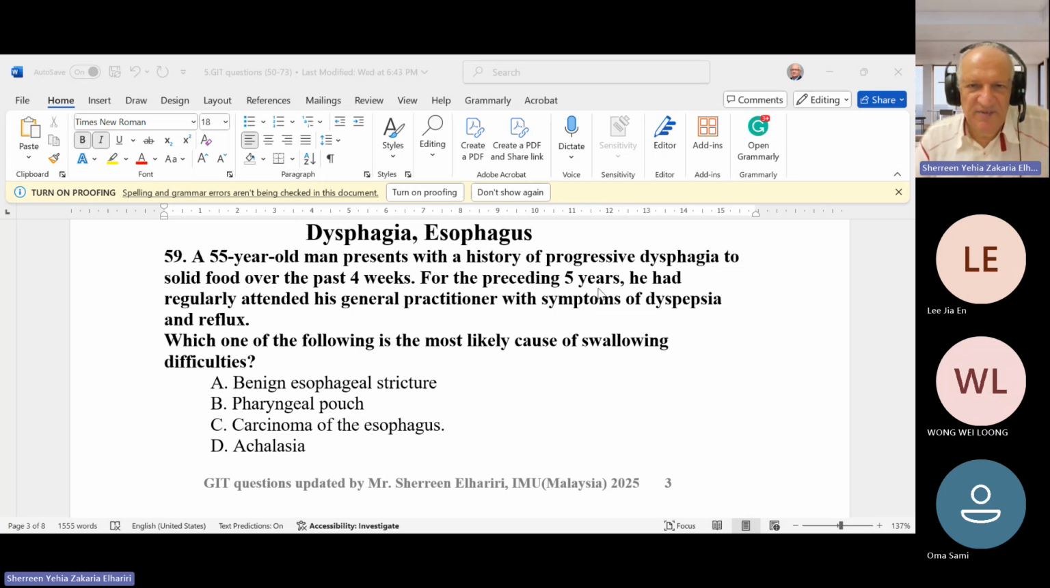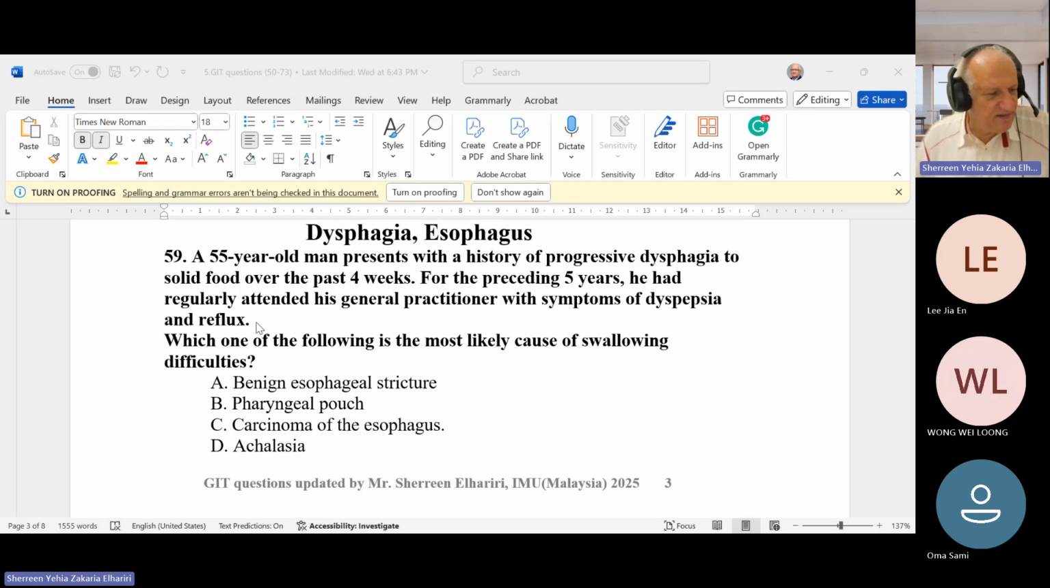For the preceding 5 years, he regularly attended the GP with symptoms of dyspepsia and reflux. So this patient has a long period of reflux, not responding to treatment, or he didn't take treatment. After that, he developed a tumor or carcinoma. So first, what happened? What is the first diagnosis? What does this patient have to become a cancer? See, now he has a cancer. The cause, say again? Barrett's esophagus.